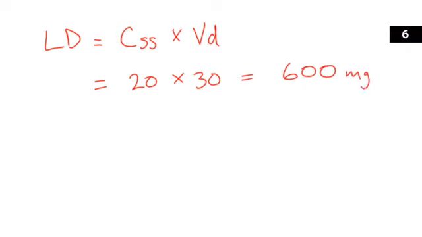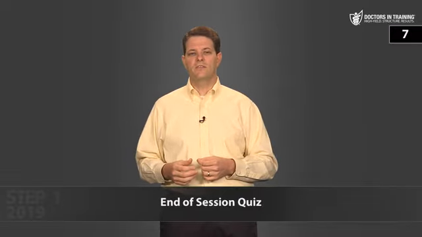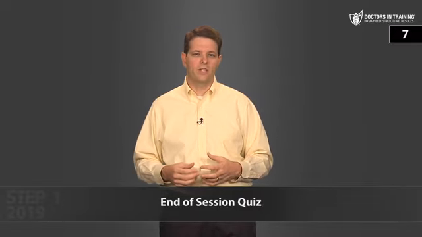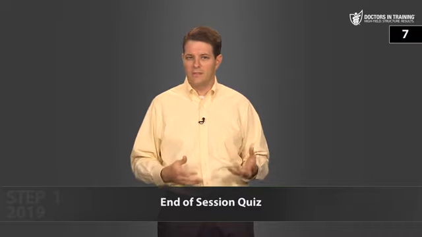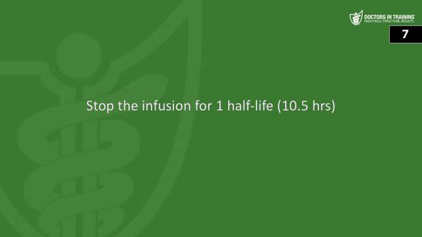Next, if the patient begins to show signs of toxicity and the target concentration is decreased to 10 milligrams per liter, what would you need to do to get to this level? So basically, you're cutting the target concentration in half. So how do we get to the new level? Well, you stop the infusion for just 1 half-life. That's the meaning of half-life. You stop the infusion for 1 half-life, which is 10.5 hours, and the plasma concentration will decrease by half.